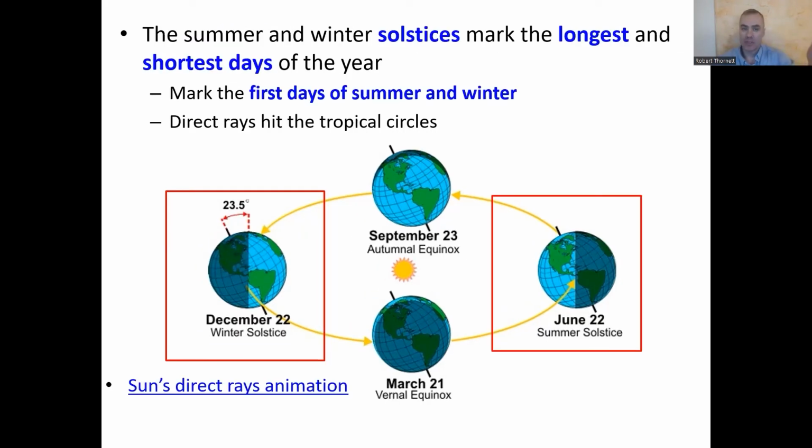And like we said, the first days of those extreme seasons, summer and winter, are called the solstices. You think solstices are the extremes, the longest and shortest days of the year. It's just the first day of summer and the first day of winter. So the first day of summer is the longest day of the year, meaning longest daylight. The first day of winter is the shortest day of the year, the shortest amount of daylight, the longest nighttime. The two solstices.